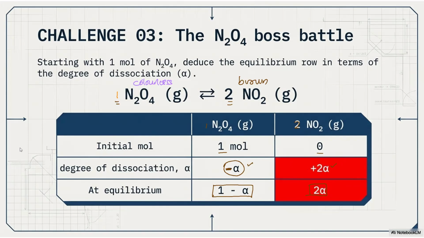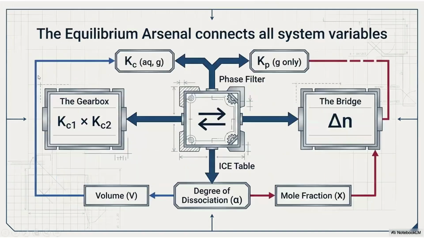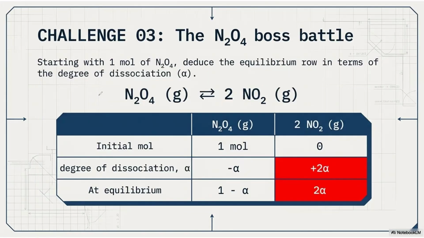All right, so how do we calculate Kc and Kp based on this? For Kc, it's very straightforward. Your Kc will be the concentration of NO2 squared over the concentration of N2O4. So you substitute, and your Kc will be equal to (2 alpha over volume) squared over (1 minus alpha over volume). That is how you calculate Kc.